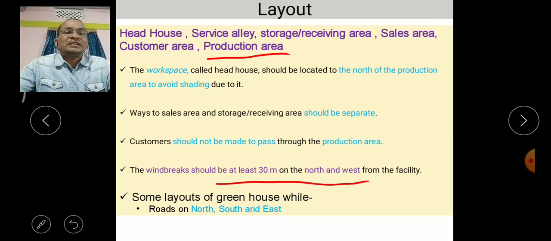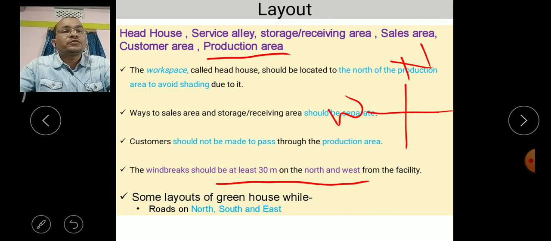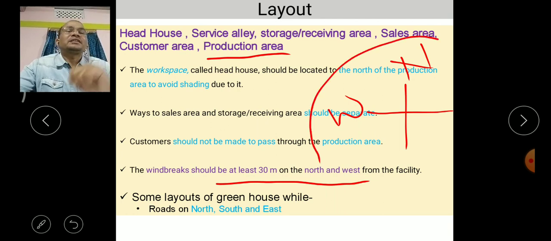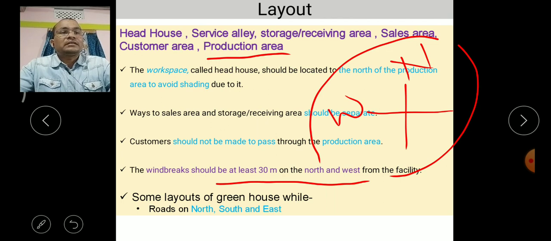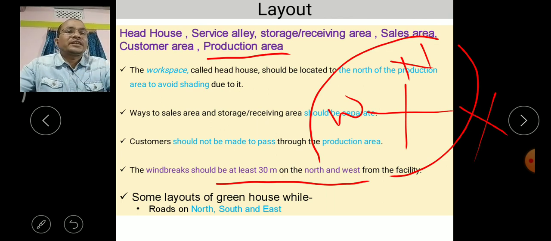Also, a windbreak should be at least 30 meters on the north and west from the facility. Windbreaks can be placed in the north and west zone, not in the other zones, because they can create a shadow. There are three types of road positions possible near the greenhouse. If these three road types are there, how will the structure be? Go to the next slide.